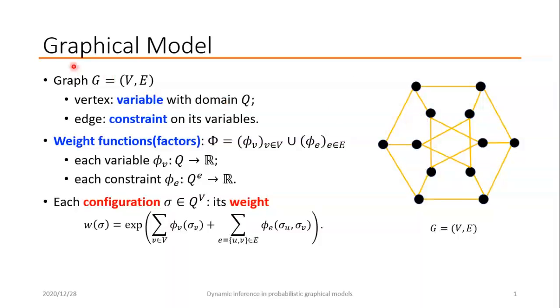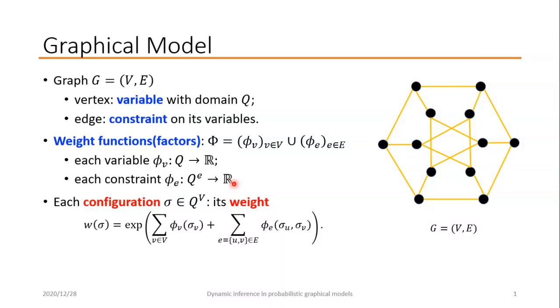At first, let me define the graphical model. Given a graph, V is the set of vertices, and E is the set of edges. Suppose each vertex is a random variable that takes its value from the finite domain Q. And suppose each edge is a constraint defined on its variables. For each variable v, we give it a weight function phi. The function maps the assignment of v to a real number. For each constraint e, we give it a weight function phi. The function maps the assignments of all variables in this constraint to a real number.